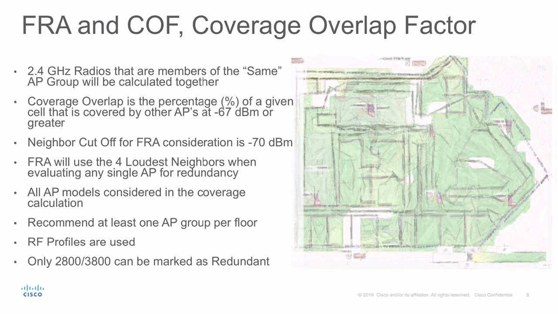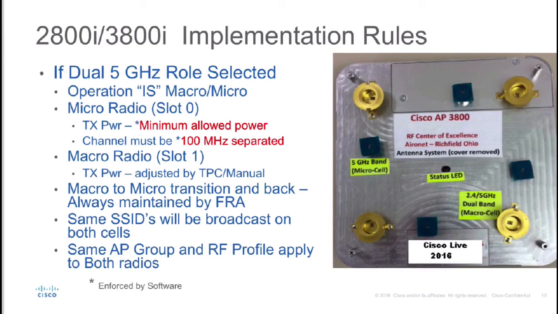And this makes it easy to adjust things like transmit power and things like that, where you can go into the AP RF profile settings on the AP group and make a change to a whole group. RF profiles are used. We can set a lot of these factors in an RF profile. And then the final thing to remember is only the 3800s can be marked as redundant. And this is just a primer on the hardware and the restrictions, right?